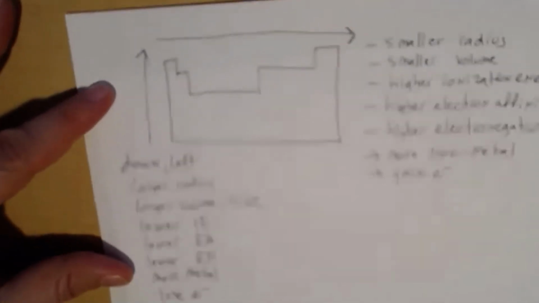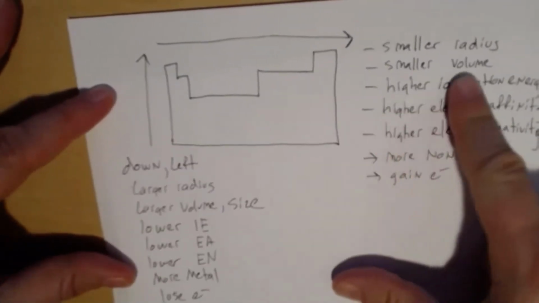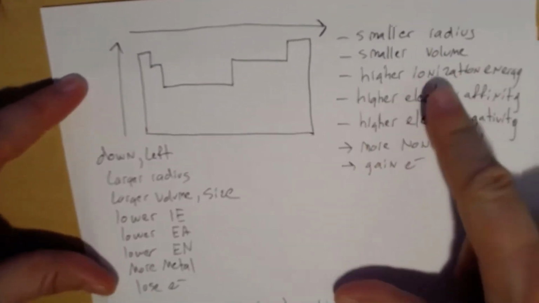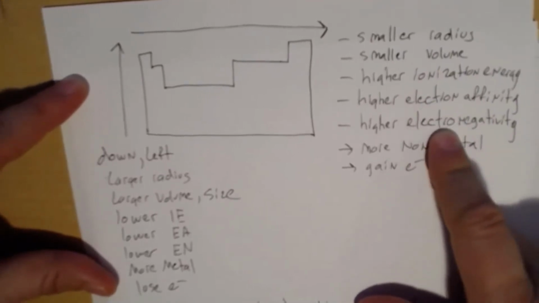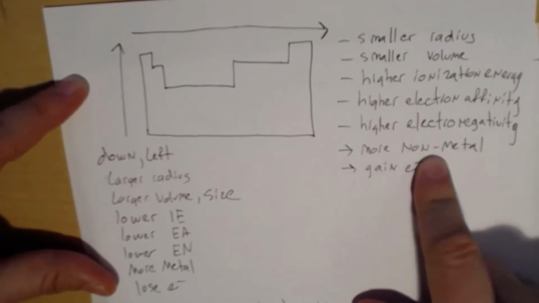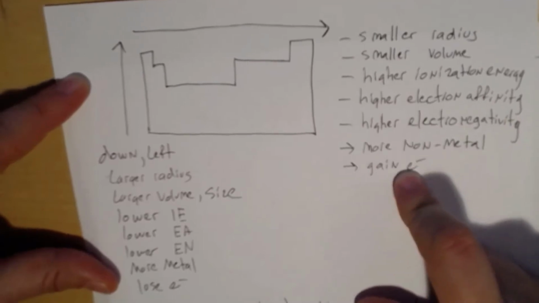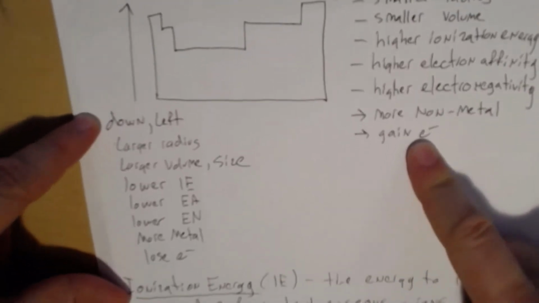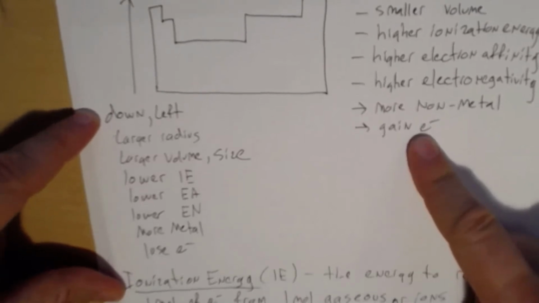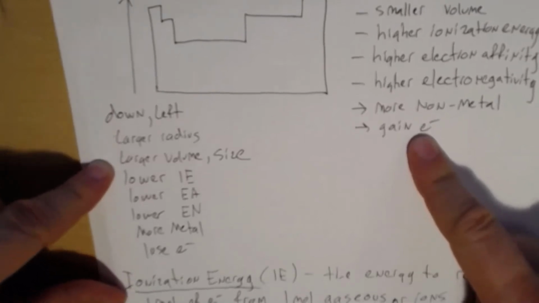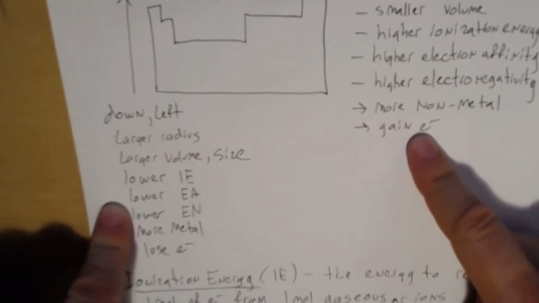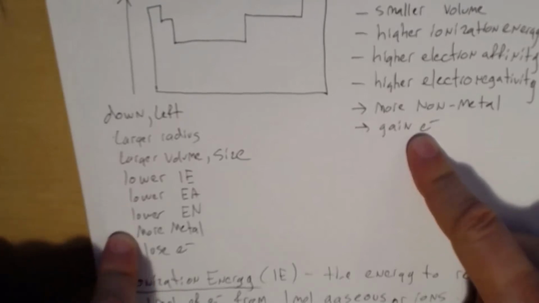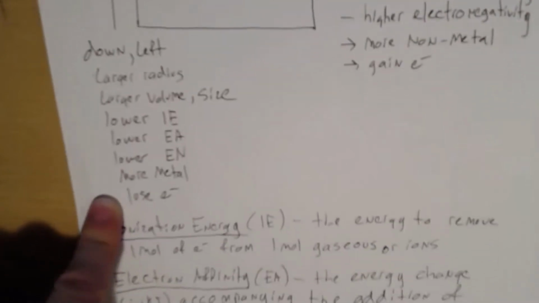This is the key thing here. As I go up and to the right: smaller radius, smaller volume, higher ionization energy, higher electron affinity, higher electronegativity, more non-metal-like, more likely to gain electrons. As I go down and to the left: larger radius, larger volume, lower ionization energy, lower electron affinity, lower electronegativity, more metal-like, more likely to lose electrons.